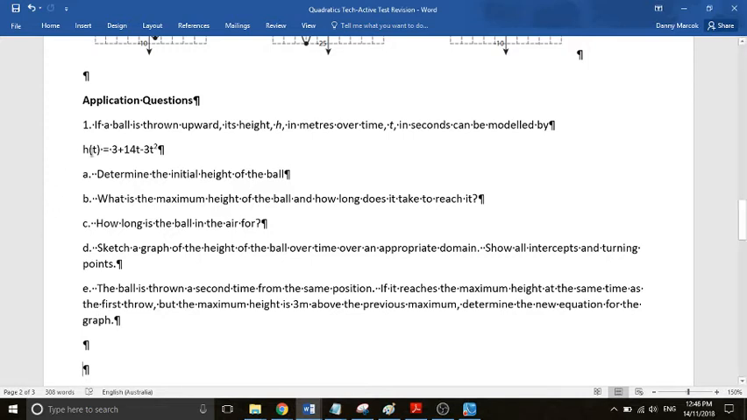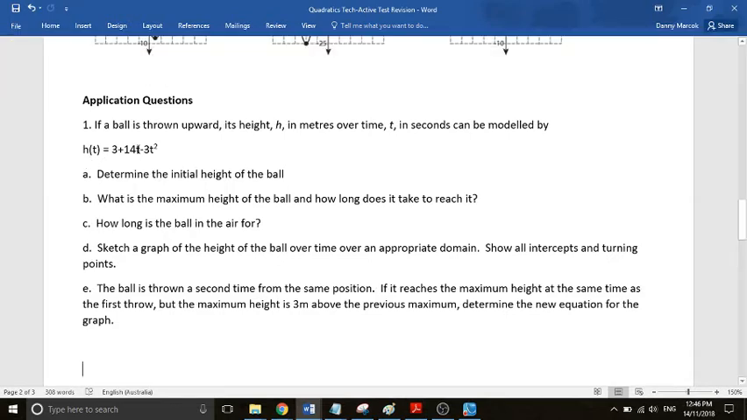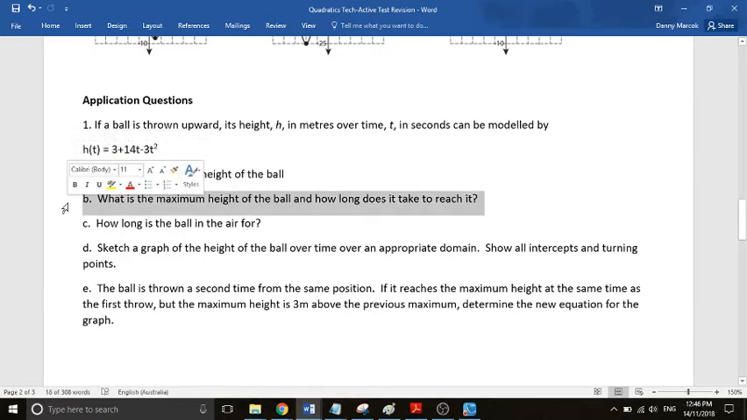So if a ball is thrown upward, its height h in meters over time t in seconds can be modelled by h of t equals 3 plus 14t minus 3t squared. We want to determine the initial height of the ball. We want to determine the maximum height of the ball and how long it takes to reach it.